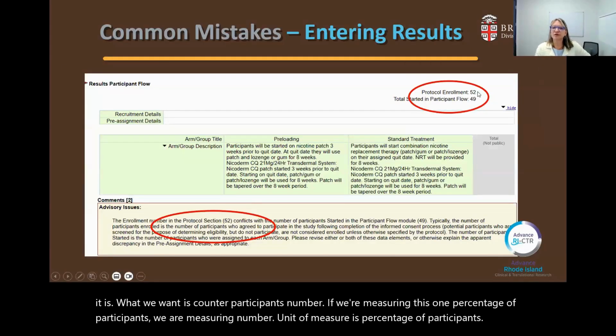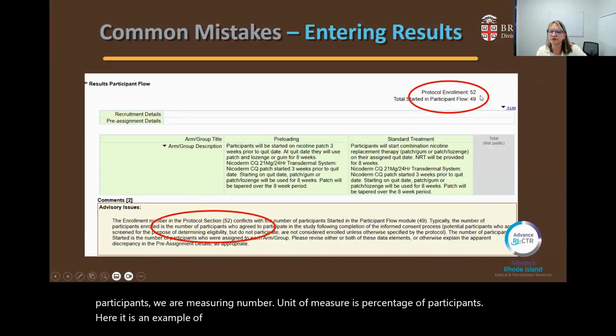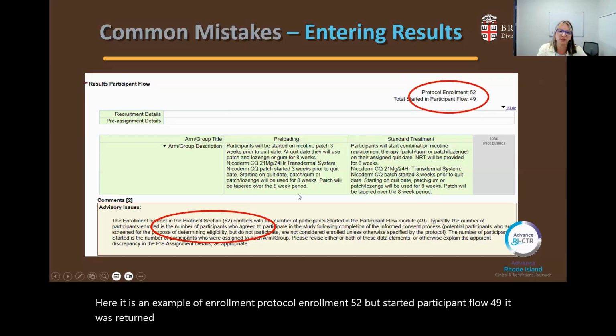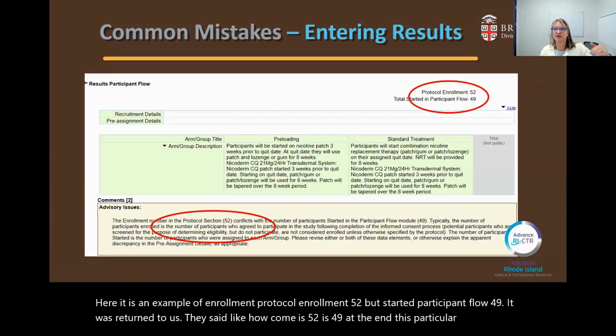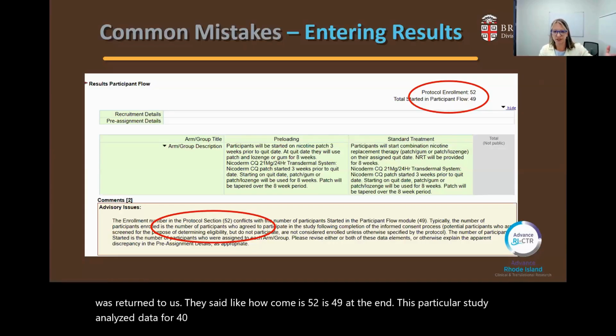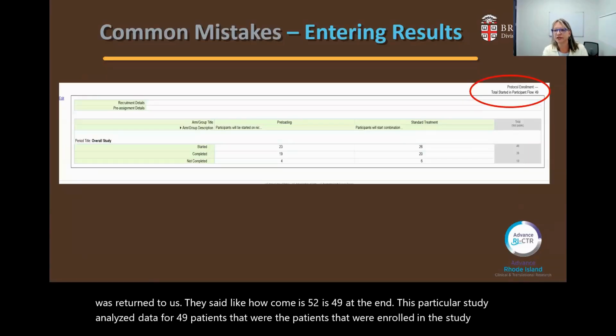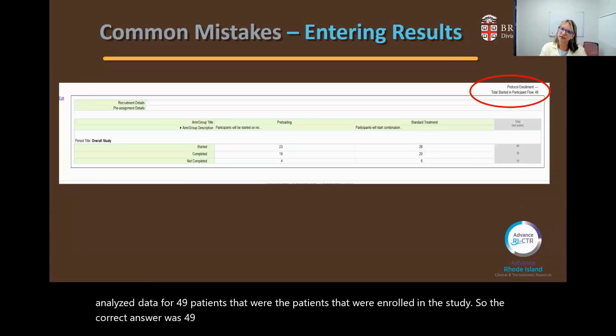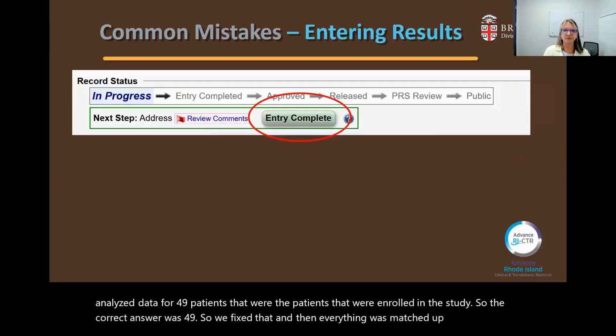Here is an example of enrollment: protocol enrollment 52, started participant flow 49, and it was returned to us. They said, how come it is 52 and 49? At the end, this particular study analyzed data for 49 patients, who were the patients enrolled in the study. So the correct answer was 49. We fixed that, and then everything matched up with 49.